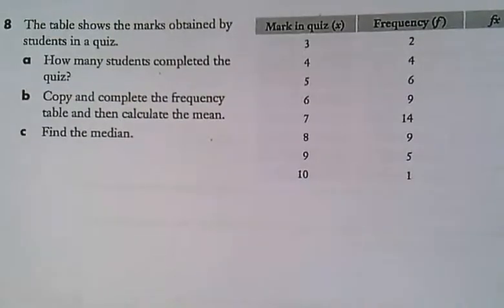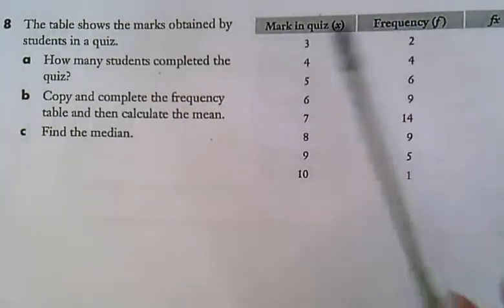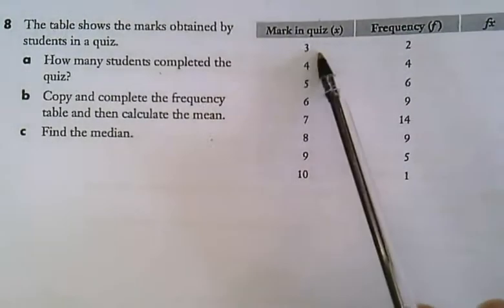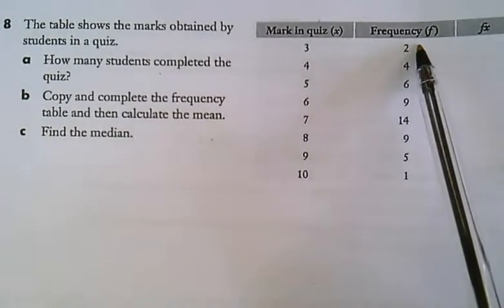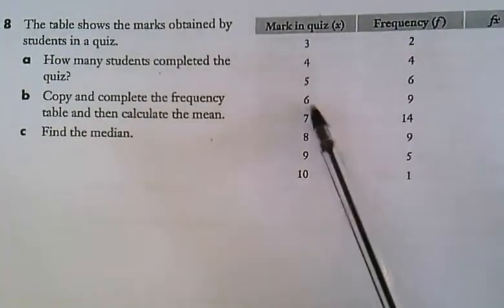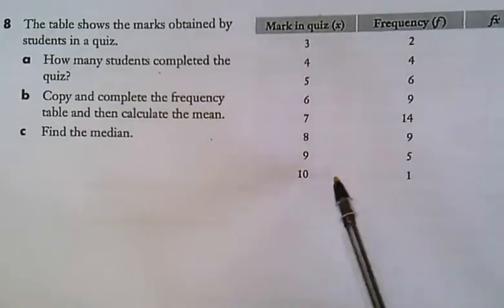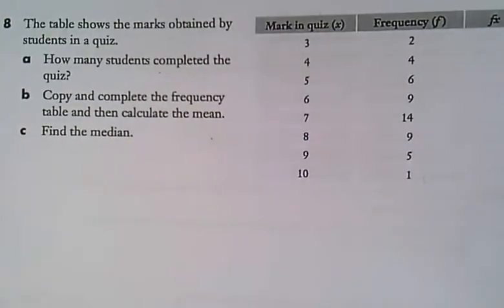Okay, we've got the marks obtained by students in a quiz. The quiz was out of 10, and how do we read it? How many people got 3? 2 people got 3. How many people got 6? 9 people got 6, etc. 1 person got 10 out of 10, maybe, if that's what it was out of.